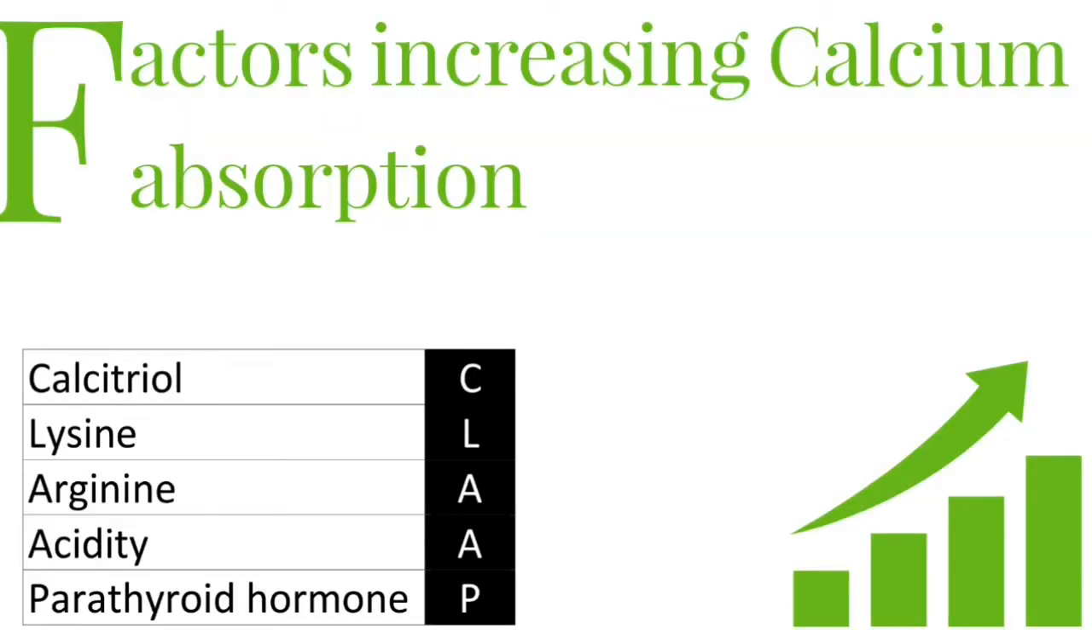Factors increasing the calcium absorption: calcitriol, lysine, arginine, acidity, and parathyroid hormone. The code to remember factors increasing calcium absorption is CLAP. Now we'll see how these factors increase calcium absorption, that is, the mechanism behind the increased calcium absorption.